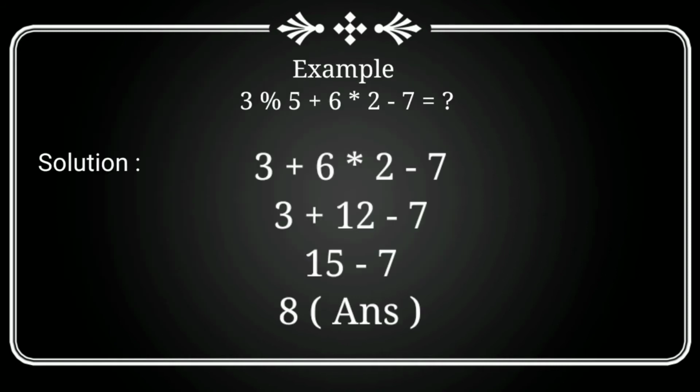You can see an expression on your screen. Now the question arises, modulus and multiplication both have same precedence. So which one will you calculate first? So here we are going to use the associativity factor. 3 modulus 5 will be calculated at first place. 6 multiplication 2 will be calculated at second place. And then we are left with 3 plus 12 minus 7. So again 3 plus 12 will be calculated first and 15 minus 7 will be calculated. And last we have got the answer, that is 8.